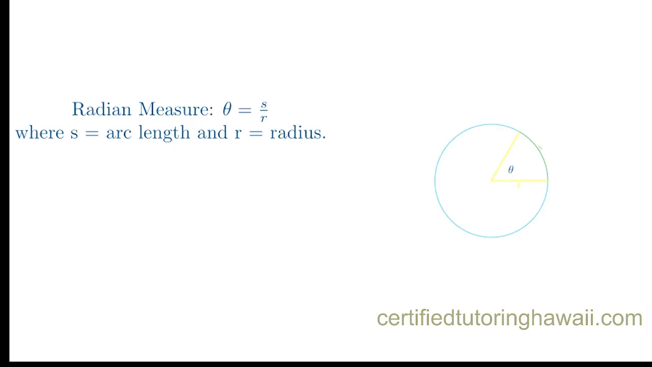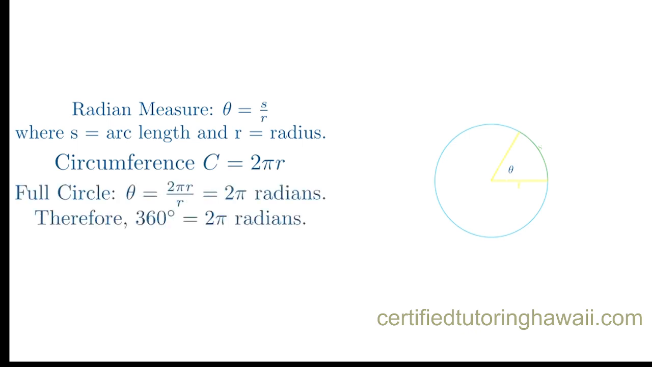A full circle has a circumference of 2 pi r. So for a full circle, the arc length s is 2 pi r. Using our formula, a full circle's angle in radians is s over r, which is 2 pi r over r. The r's cancel, leaving us with 2 pi. This is a crucial conversion. 360 degrees is equal to 2 pi radians. If 360 degrees is 2 pi radians, then 180 degrees is pi radians. This relationship is the foundation for converting between the two units.